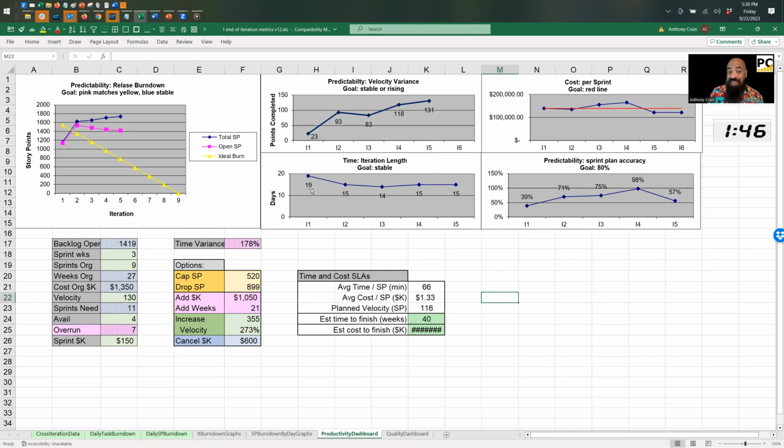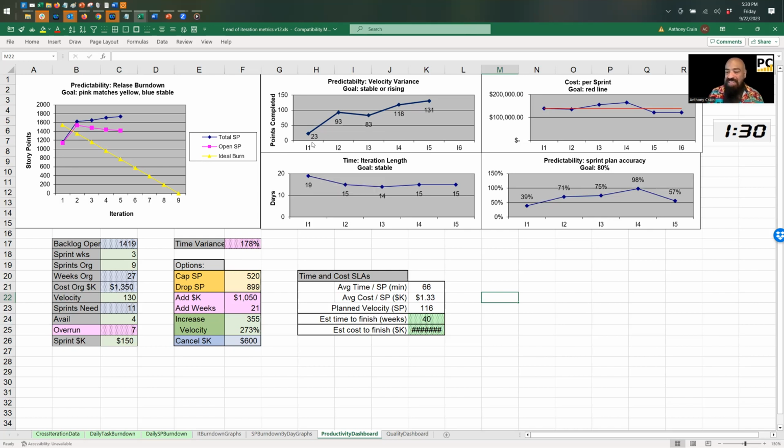Your iteration length, here's a team, look, 19, 15, 14, 15, 15. They don't have a lot of stability in their sprint length, which makes all the other metrics wonky. So you want to have a nice stable sprint length. But if you don't demonstrate it, then you don't realize, hey, not only did they only do 23 points here, but they took 19 days to do it.